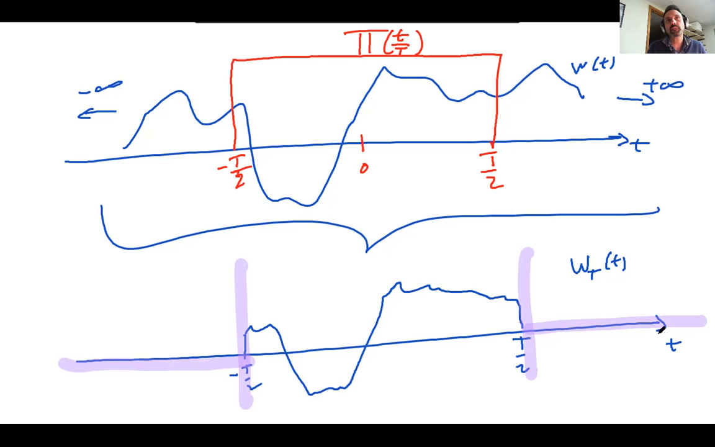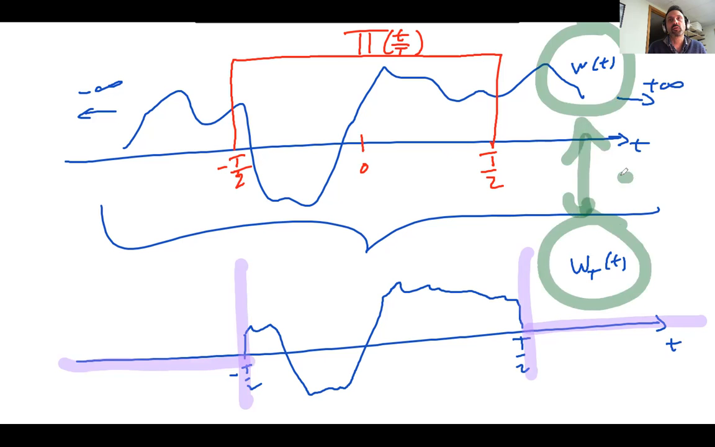So now, this is great, but here's the problem. This and this are not equal to each other, not in the least, right? Because one goes from minus infinity to infinity and the other one does not. So that's where the limit comes in.